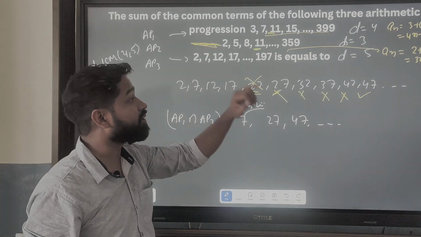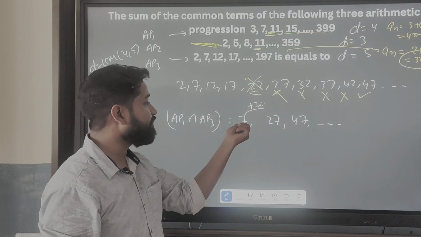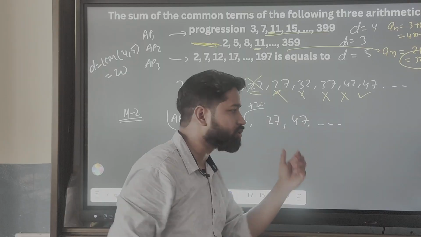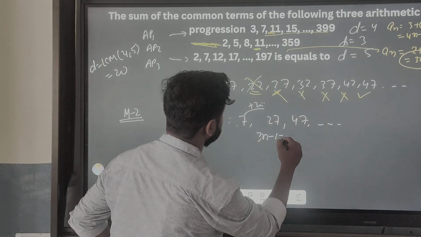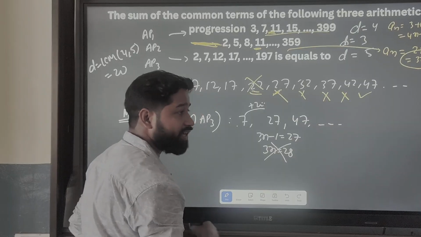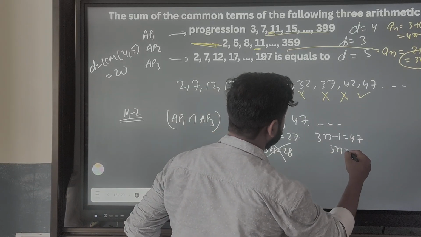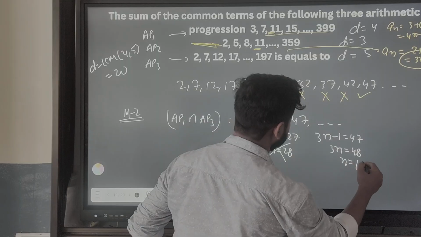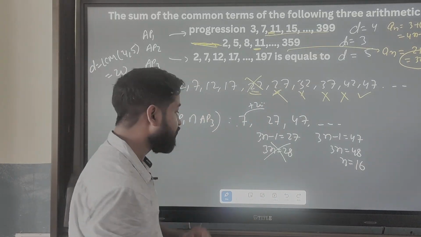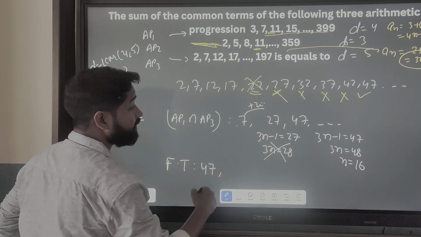We have written the general term, right? 3n minus 1. Now check it once. 3n minus 1 equals 7, 3n equals 8, not possible sir. 3n minus 1 equals 27, 3n equals 28, not possible sir, n cannot be a fraction. 3n minus 1 equals 47, 3n equals 48, yes sir, it is acceptable, so we got our first common term. The first common term is 47.